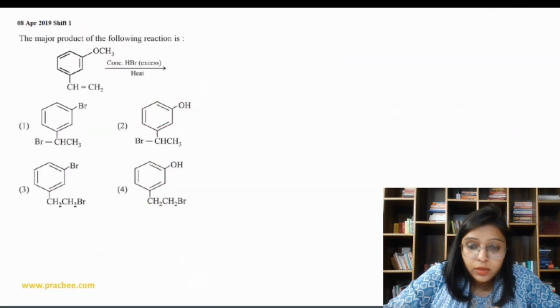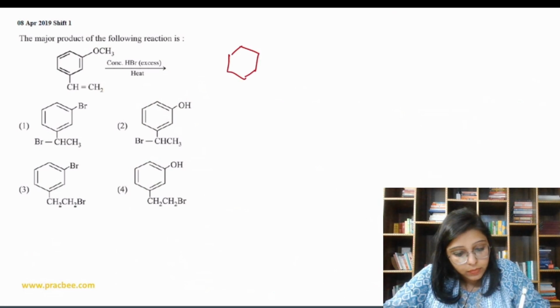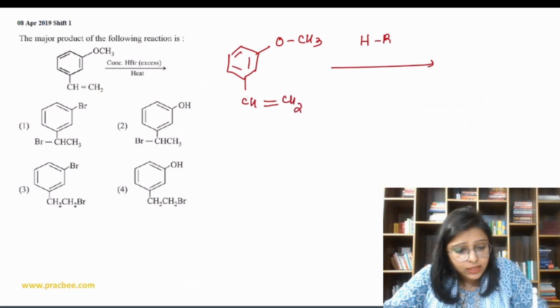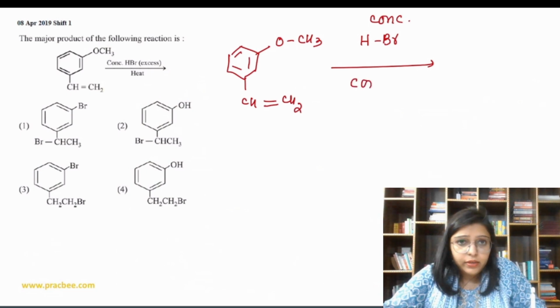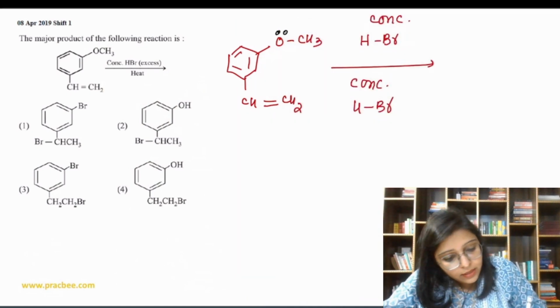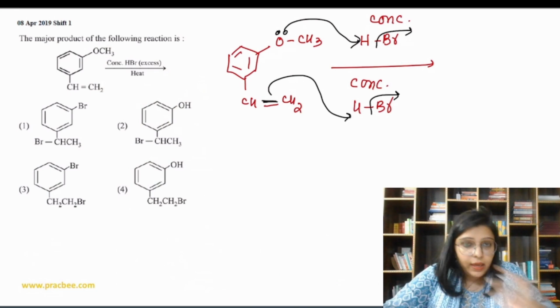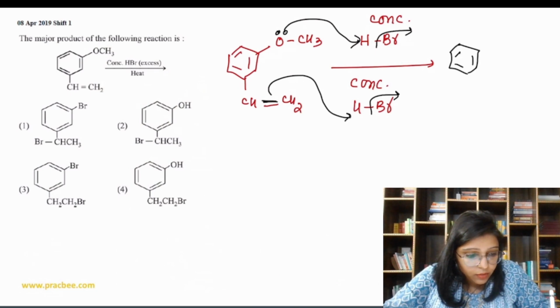Now next, the major product of the following reaction. So we have concentrated HBr in excess. So we have OCH3 and we have CH double bond CH2. So now HBr, concentrated HBr in excess. So I'm going to write 2 equivalents because the ether can react, even this double bond can attack. So what do we get from here? We get OH positive, then CH3, and here we get CH positive and CH3.